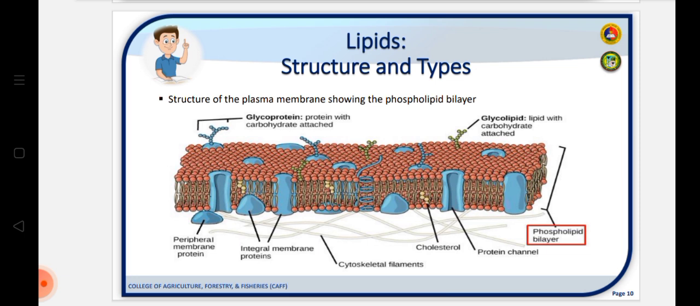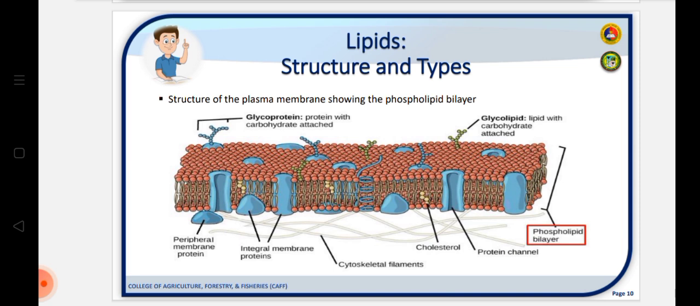But the membrane isn't just lipids, it's a dynamic mosaic of molecules. So for example, integral and peripheral proteins regulate transport, signal reception, and structural support. Then we also have glycoproteins and glycolipids. They play roles in cell recognition and immune response.